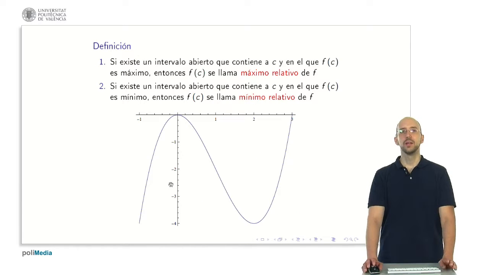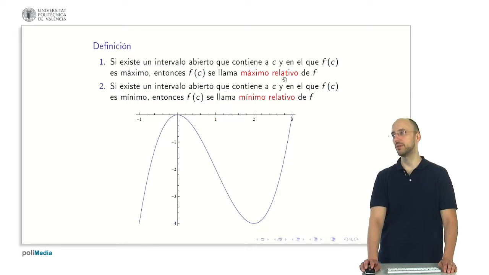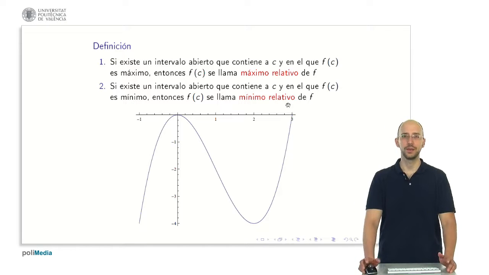A definition. If there exists an open interval that includes a point c, and within that interval the function f at that value c is at its maximum, we refer to f of c as a relative maximum of f. Also, if there exists an open interval that includes c, and within that interval f of c is at its minimum, we label f of c as a relative minimum of f. How does this definition differ from the previous one?